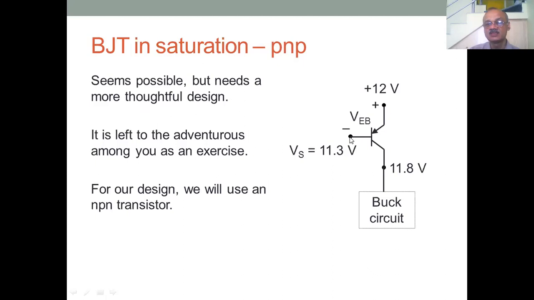So if the base is at 11.3 volts and we design the currents and all the parameters, then it is possible to imagine that the collector voltage can be made 11.8 volts. So this will be 0.2 and the transistor is in saturation. And because this is less than 12, theoretically it should be possible to construct something before the base so that we make this voltage 11.3. This is possible, but it needs a thoughtful design.